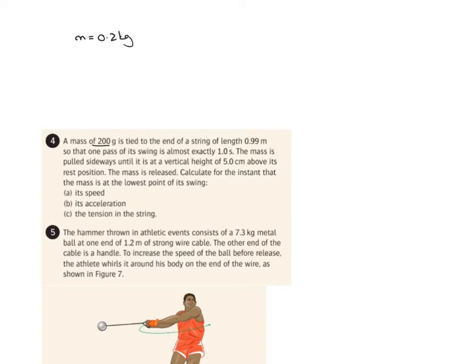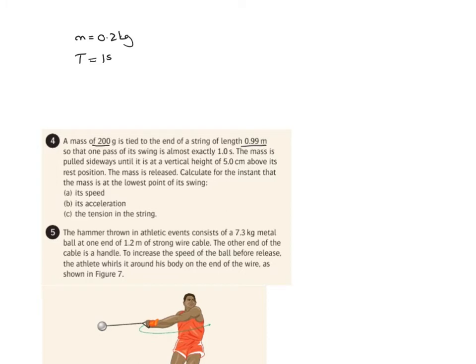It's tied to the end of a string with a length of 0.99 meters, so that one pass of its swing is almost exactly 1 second. That means the period is 1 second. Okay, one pass of its swing, that's what it means. The mass is pulled sideways until it's at a vertical height of 5 centimeters above its rest position. The mass is released, calculate the speed of the mass at the lowest point of its swing.